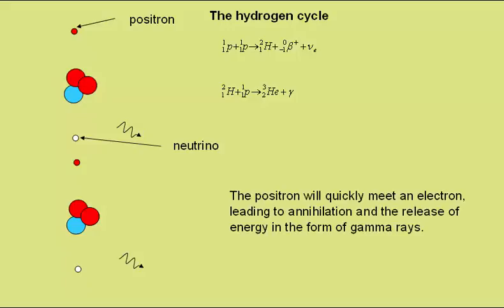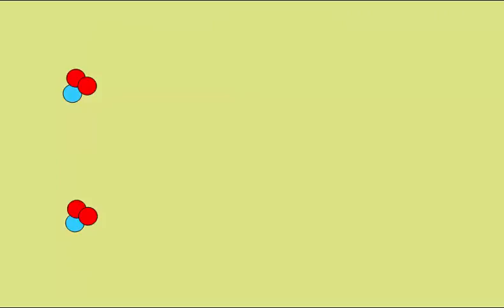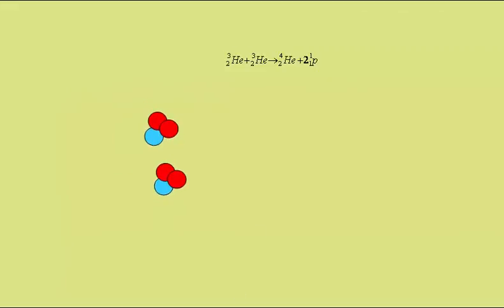The positron will quickly meet an electron, leading to annihilation. This will release more energy in the form of gamma rays. Let's look now at what happens to the 2 helium-3s we've produced. If they fuse together, they'll form a helium-4 and release 2 protons, like this. So the 2 helium-3s come together, 2 protons come out, and we're left with a helium-4 and 2 protons, which can go on to be involved in further fusions.